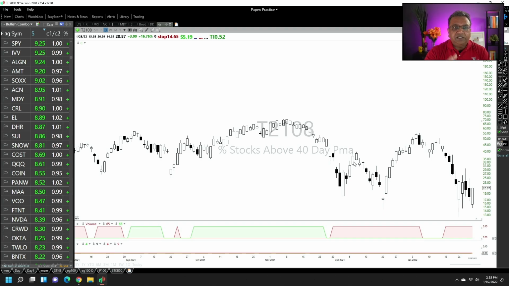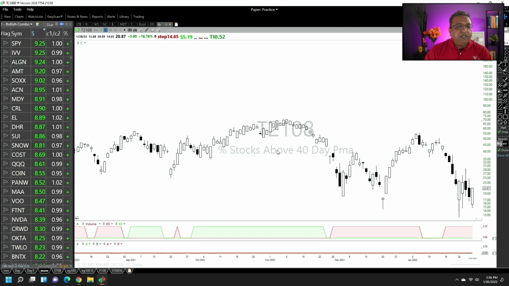T2108 is essentially an indicator which comes packaged in TC2000, and it looks at the percentage of stocks which are above their 40-day moving average. MA stands for moving average. So it looks at the percentage of stocks in the NYSE which are above their 40-day moving average. Currently, it's at 20.87, so 20% of the stocks are above their 40-day moving average.